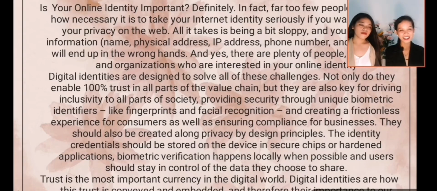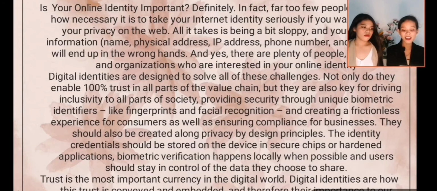Is your online identity important? Definitely. In fact, far too few people realize just how necessary it is to take your internet identity seriously if you want to protect your privacy on the web. All it takes is being a bit sloppy, and your personal information like your name, physical address, IP address, phone number, and much more will end up in the wrong hands. And yes, there are plenty of people, businesses, and organizations who are interested in your online identity.